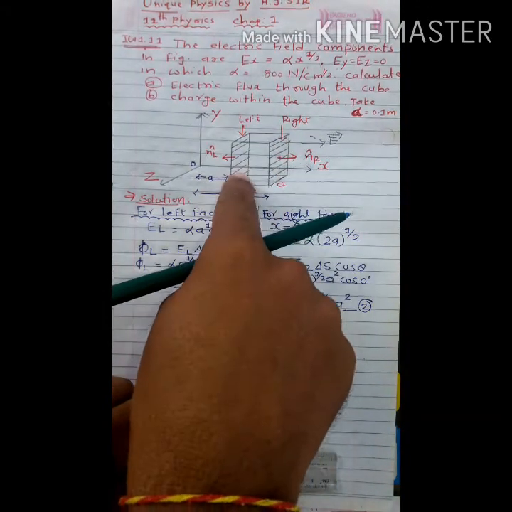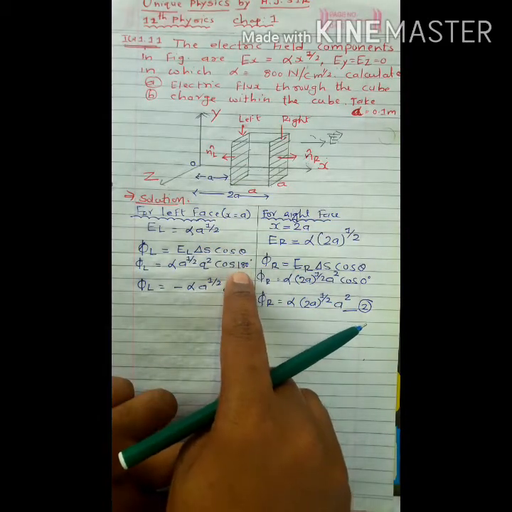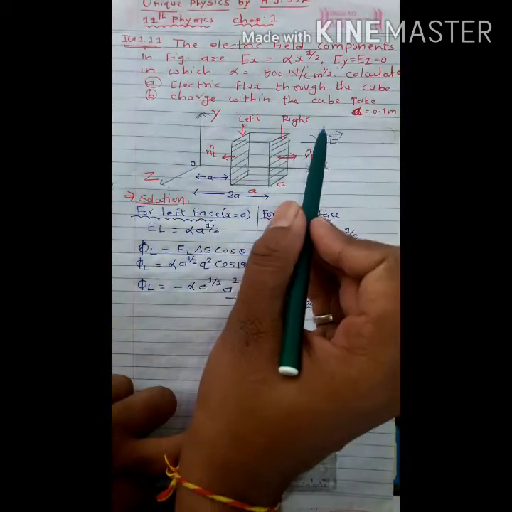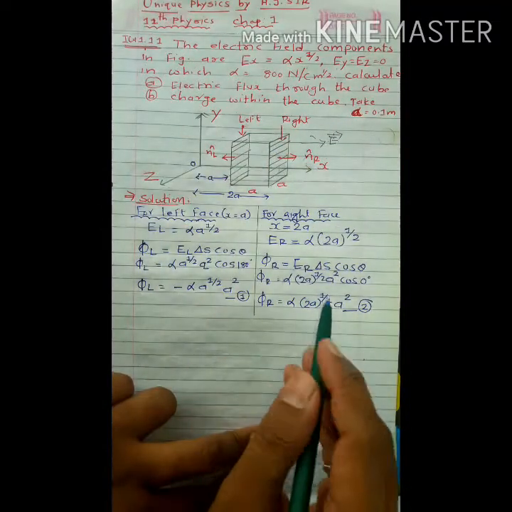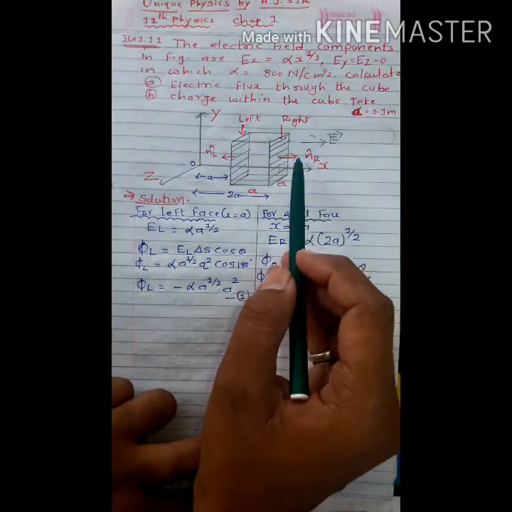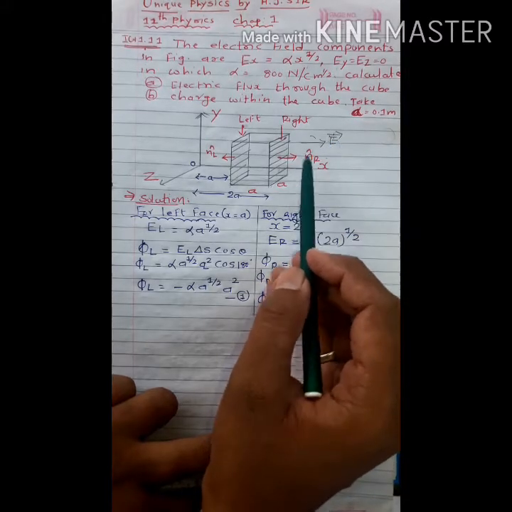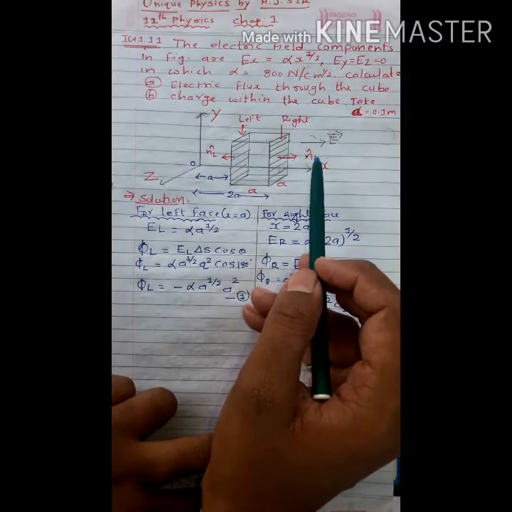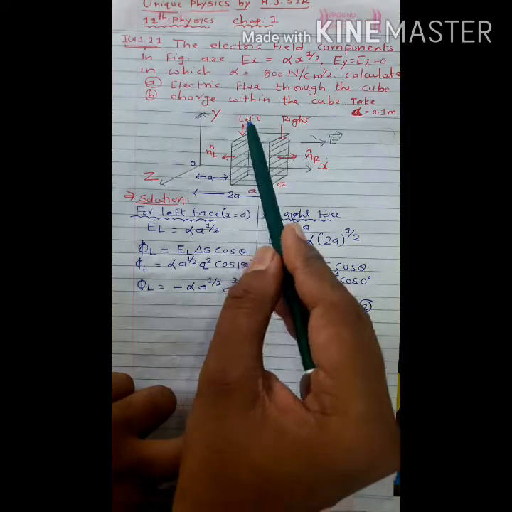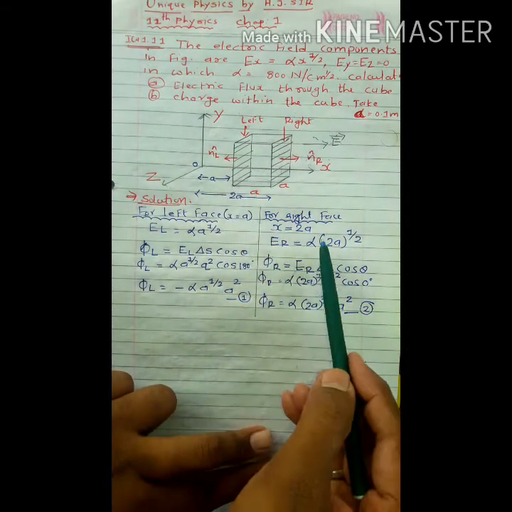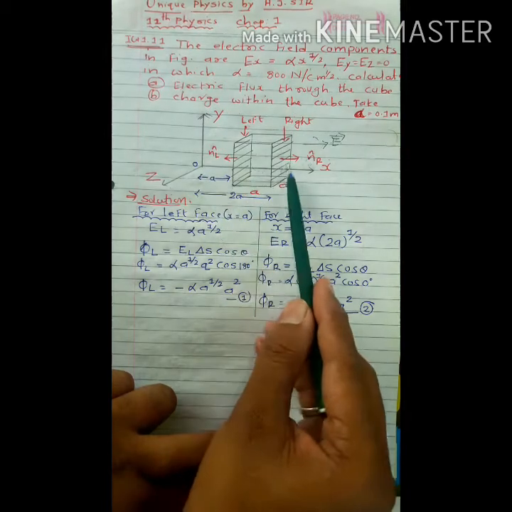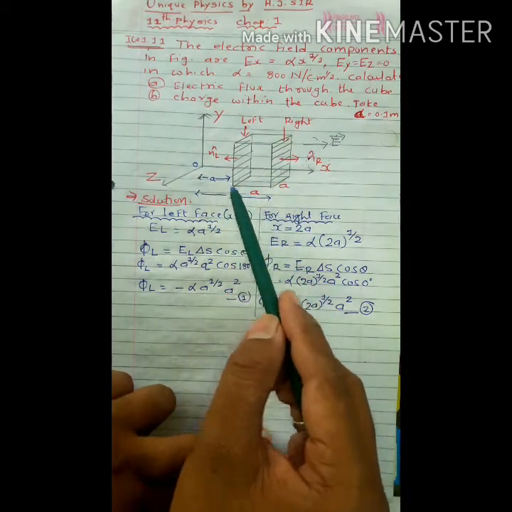For the left face, the angle theta is equal to 180 degrees because E and N_L are in totally opposite directions. For the right face, the angle theta is equal to 0 degrees because E and N_R are in the same direction. For the left face the distance x is equal to a, see this figure, and for the right face the distance x is equal to the total distance a plus a, meaning 2a.